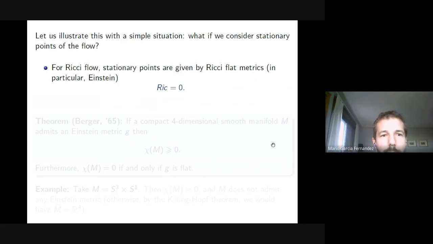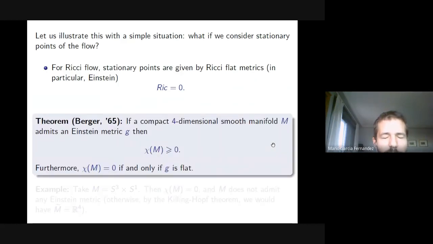So for Ricci flow, the stationary points are given by Ricci flat metrics, so in particular Einstein. And then we have this classical theorem by Berger, which is a particular case of the Hitchin-Thorpe inequality. If you have a compact four-dimensional smooth manifold M, and it admits an Einstein metric, then the Euler characteristic has to be bigger or equal than 0. And furthermore, if the Euler characteristic is 0, then this happens if and only if g is flat.